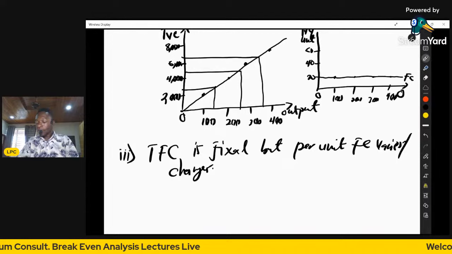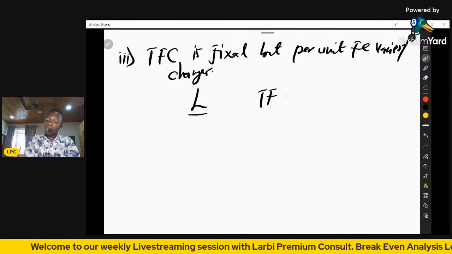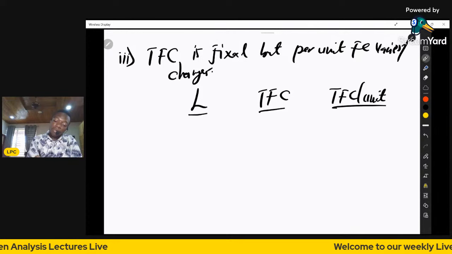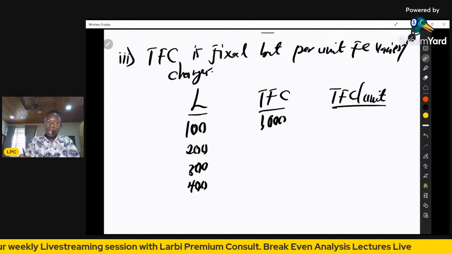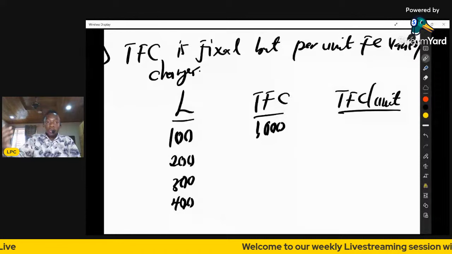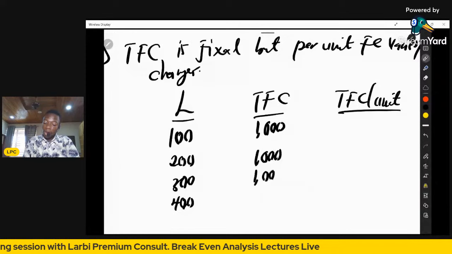Let's say we have our level of activity as L. We also have our total fixed cost, and our total fixed cost per unit. I use the L to represent the level of activity. So let's use the same level of activity: 100, 200, 300, 400, and let's say our fixed cost is 1000. By the nature of fixed cost, we define it as cost that remains the same. It doesn't change with the level of output. If we produce 100, we're still going to pay a fixed cost of 1000. If we produce 200, we're going to pay a fixed cost of 1000. So it doesn't change with the level of output. So we have 1000 here, 1000 here, and 1000 here.